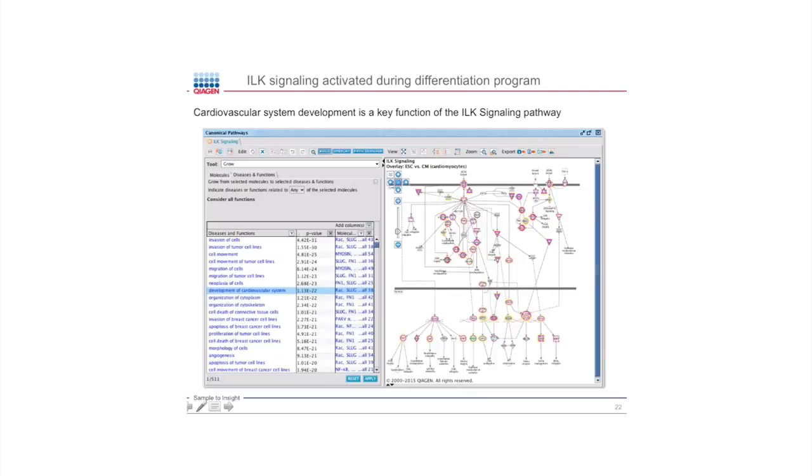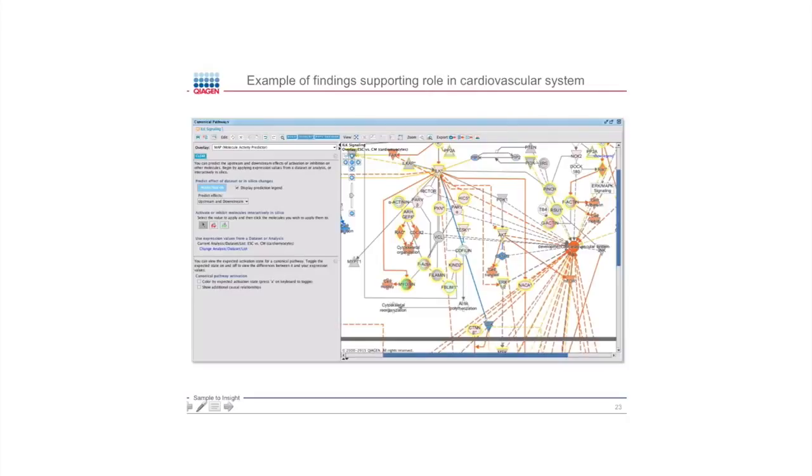So what you can do is just click it and add it to the pathway. And now you can see how, for development of cardiovascular system, many of the molecules on this pathway feed into that. Then we can turn on this tool in the overlay menu called the molecule activity predictor, which says, given the expression changes seen on this pathway, what impact would that have on development? So you can see it's increased development of cardiovascular system.